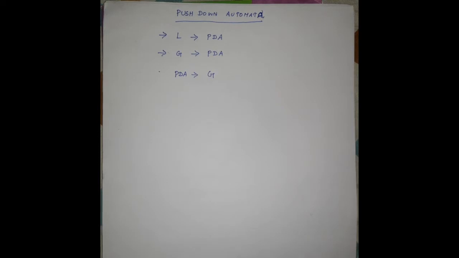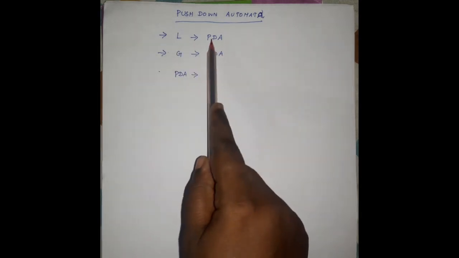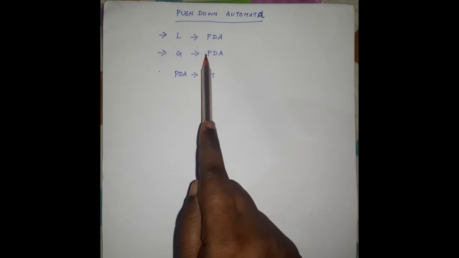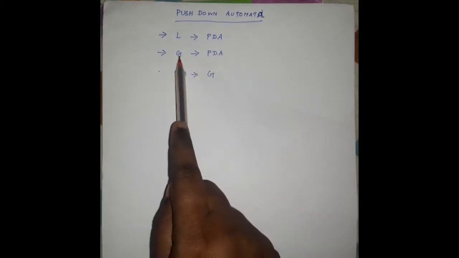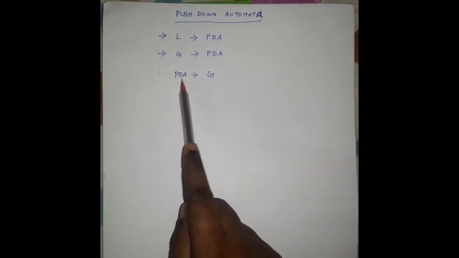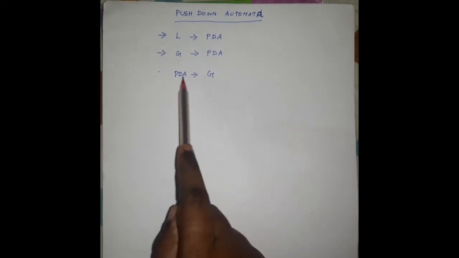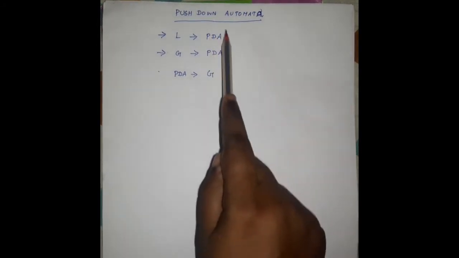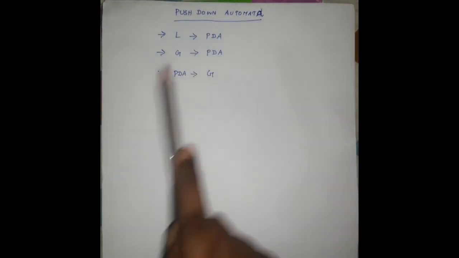So in push-down automata, there are 3 techniques. The first one is we can construct the push-down automata for a language, the second is we can construct the push-down automata for a given grammar, and the final one is we can construct the grammar for a given push-down automata. So these are the 3 important concepts used in push-down automata. We will see them one by one.